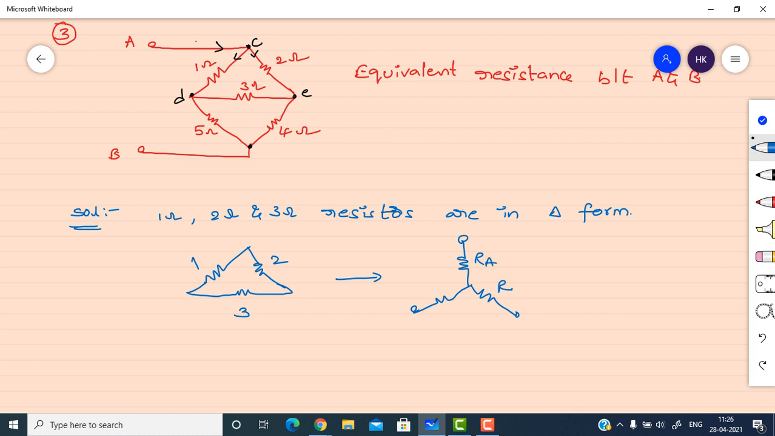Star resistances RA, RB, RC. For finding RA, this RA is connected in between these two. So I will draw that one also. For our convenience only I am drawing it here. No need to draw the network here and don't confuse.